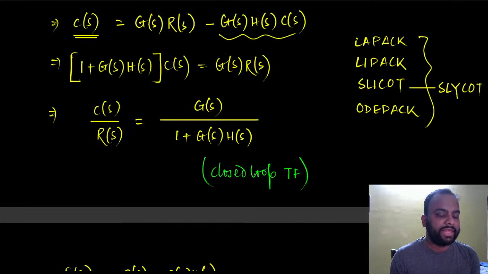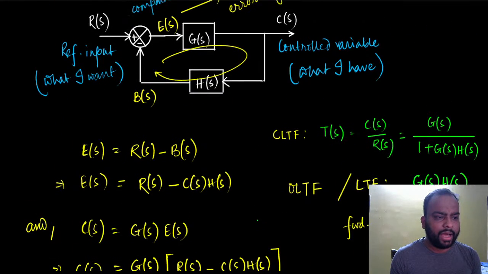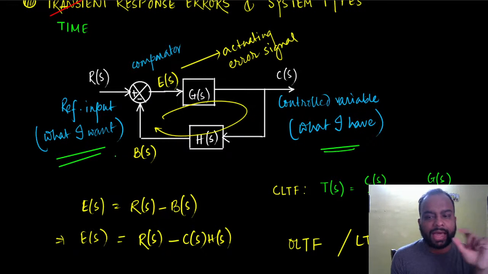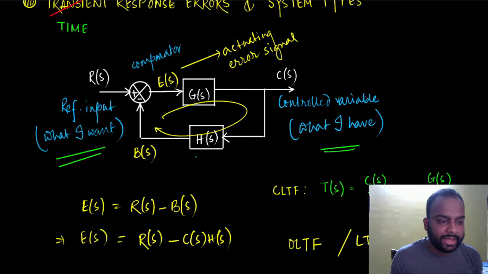In this figure, when I said that what I have should be equal to what I want, I kind of misspoke here, or rather I just slightly mentioned that when H(s) is equal to 1, this signal E(s) is called the actuating error signal. There is a reason for that, because in the comparator, I am not really comparing my input with the output. I am not really comparing the reference input with the control variable.